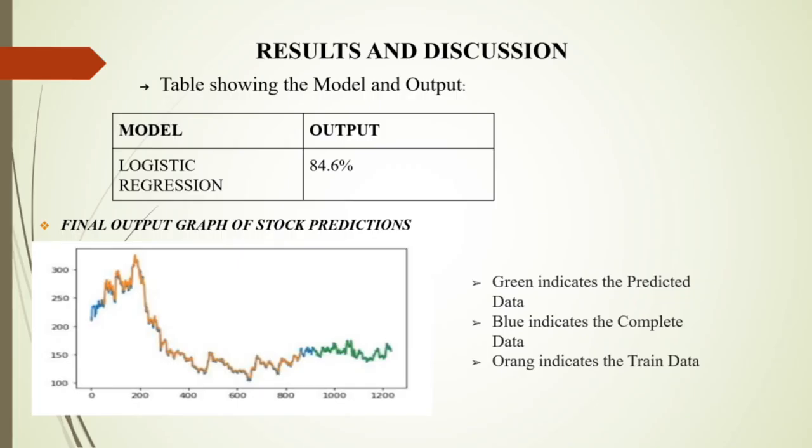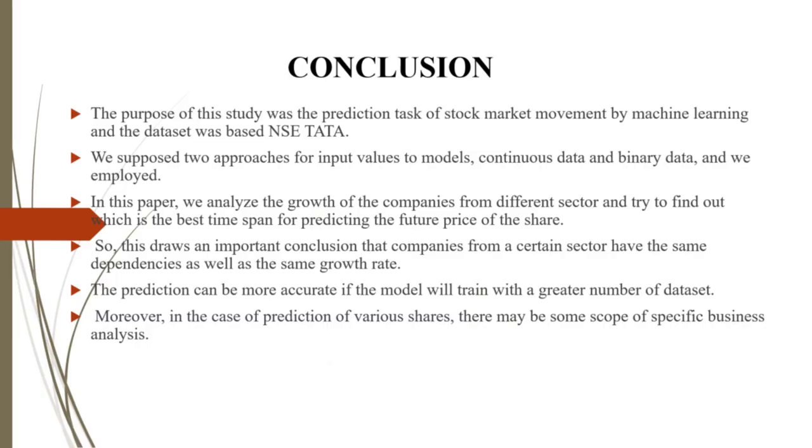This is the result and discussion part. Table showing the model and output. Model is logistic regression. Output is 84.6%. This is the final output graph of stock prediction. In this, green color indicates the predicted data, blue indicates the completed data, and orange indicates the trained data.